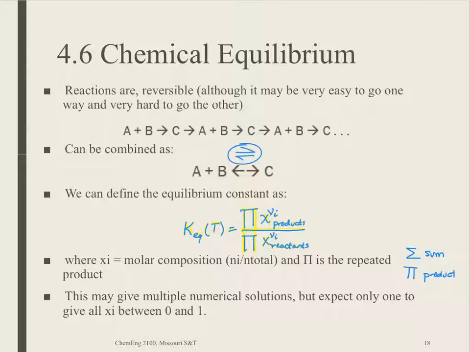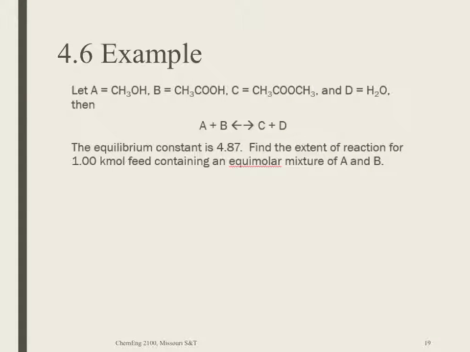Now, when you take an equation like this and try to solve it, you may end up with different numerical solutions. However, all the answers for x must be numbers between 0 and 1 because they need to be physically possible. This will make more sense when you see an example. So let's look at an example.